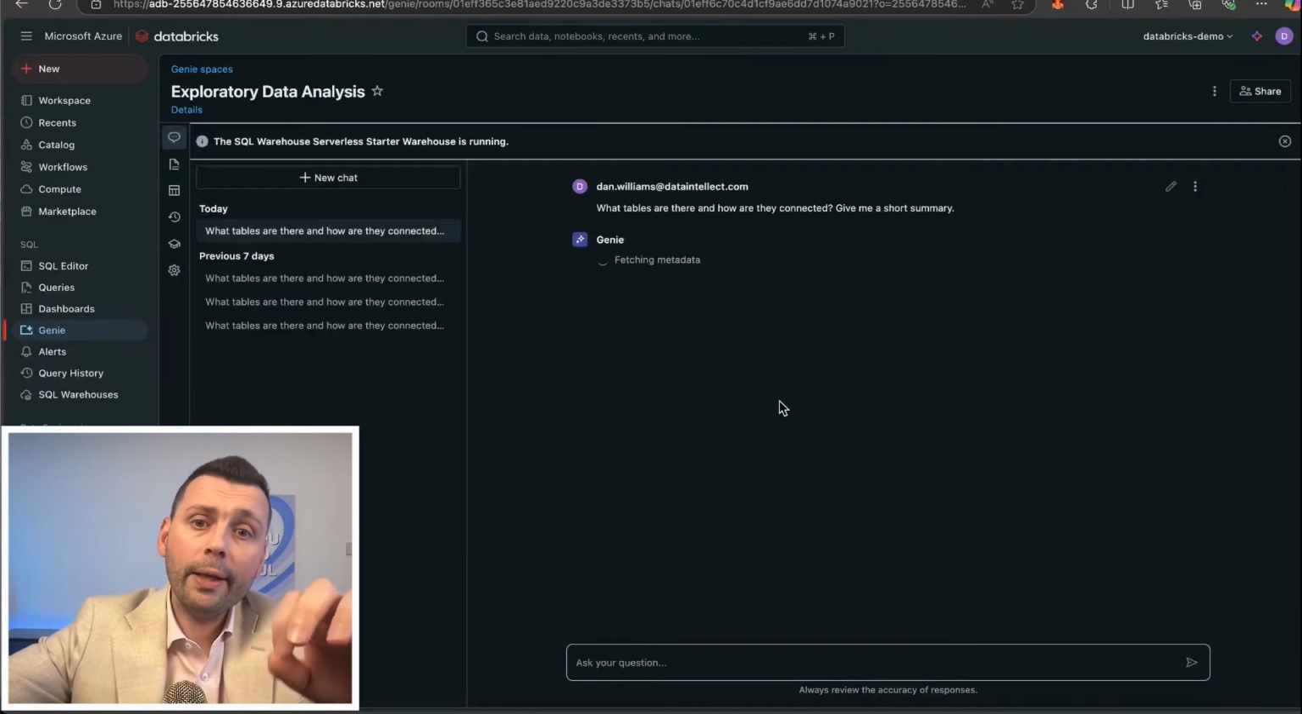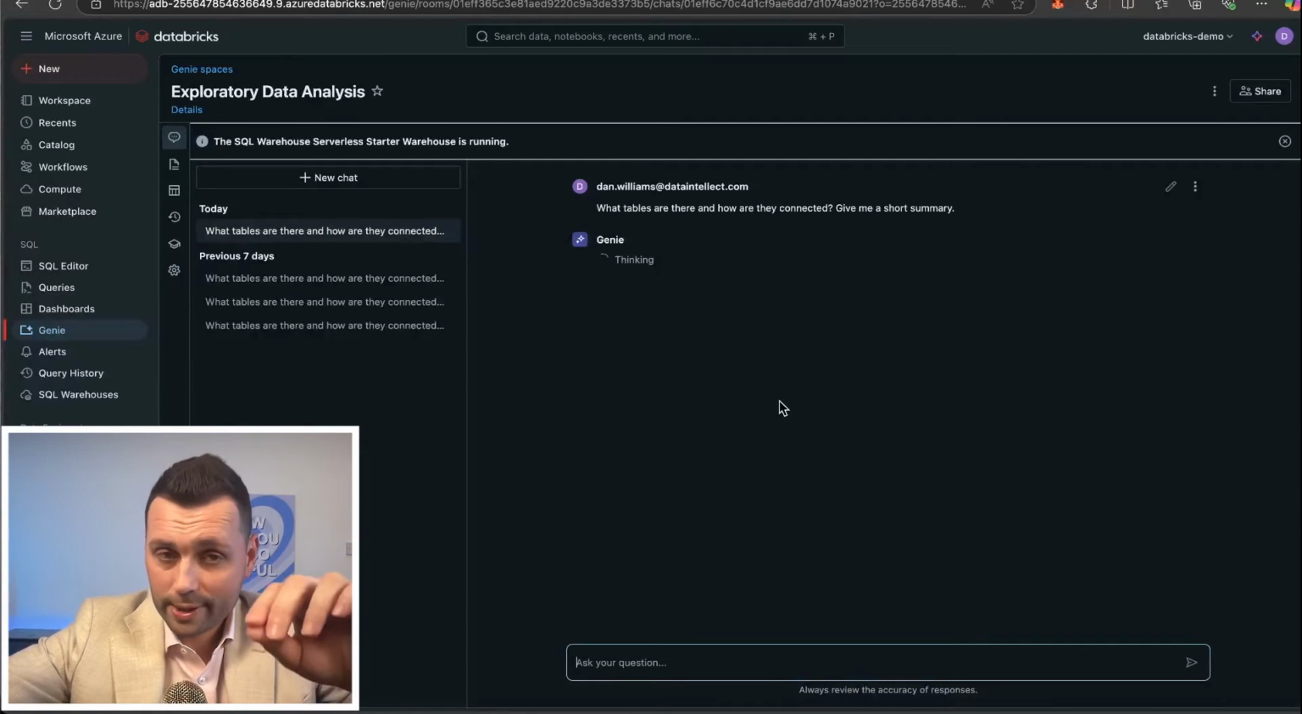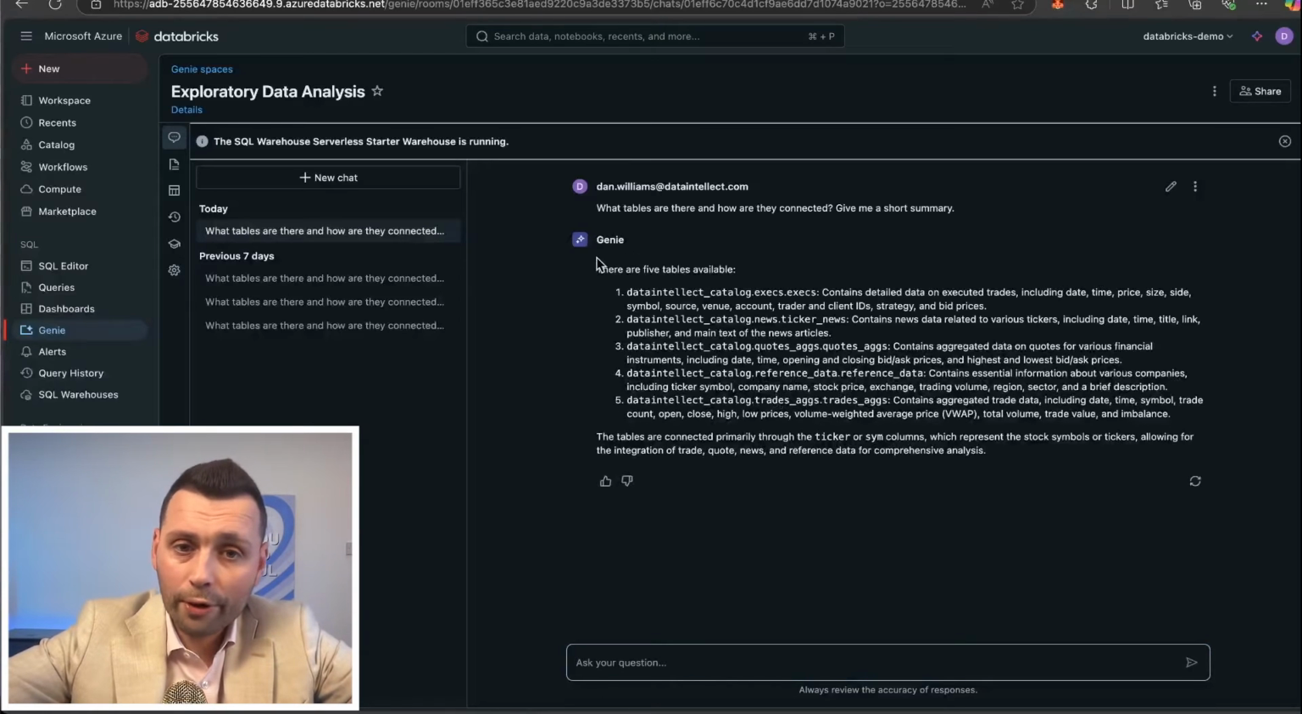Now, we can just start and ask it to explain the dataset. What tables are there and how are they connected? Give me a short summary. Now Genie is going to see all of our 5 tables.